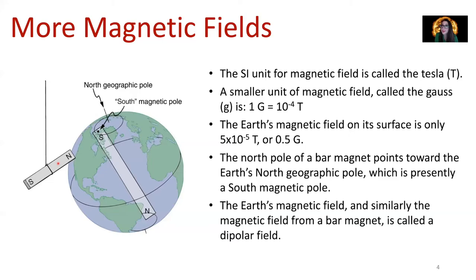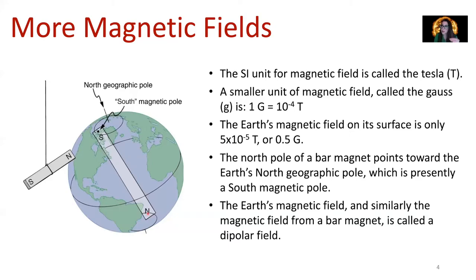The north pole end is the north seeking end of the magnet, and the south pole end is the south seeking part of the magnet. So Earth's magnetic field, and similarly, the magnetic field from a bar magnet, is called a dipolar field. Dipolar because there's two poles. There's a north pole end and a south pole end.